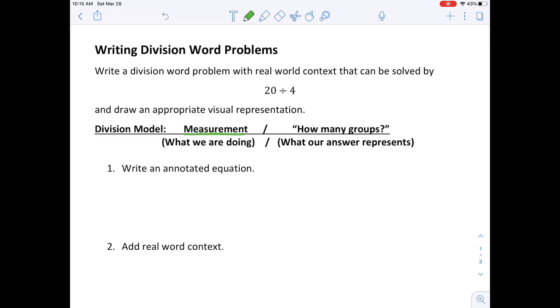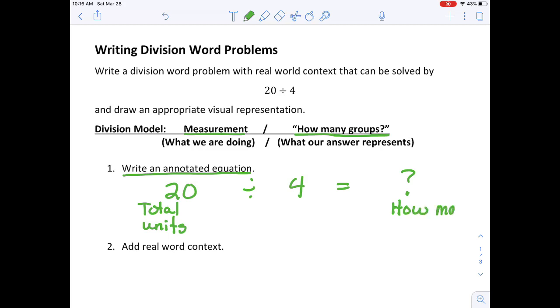We're going to start our process by writing an annotated equation, which just means I'm going to write out the equation I'll be solving and add labels to tell what each number represents. In division, our dividend, the first number, is going to be the total units. Another name for a measurement division problem is how many groups. That tells what the answer is.